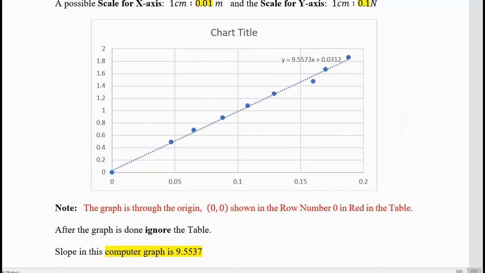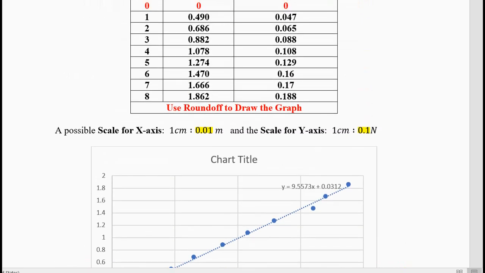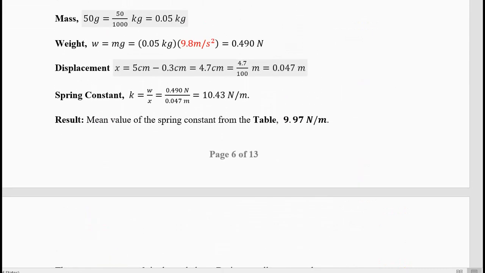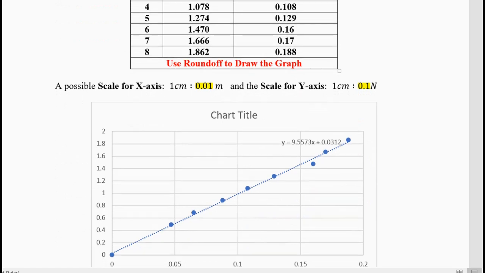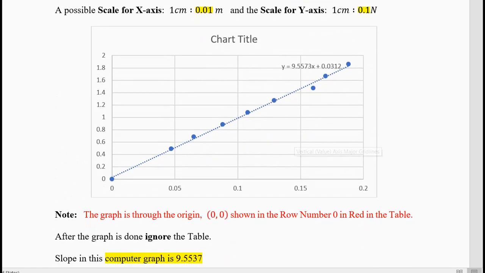When you take the 2 points, your machine graph slope is 9.5. If you round off, you will get 10 here. And your table value is how much? The table value is 9.97. So your table value will be different from your graph value, a little bit, not much. And your computer value will be a little bit different, because the machine is calculating by a different method and you are doing it by putting the points.